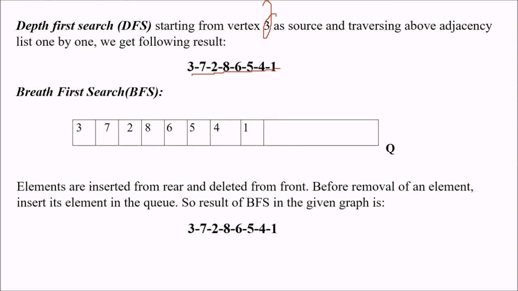Okay. Now breadth first search will give what? 3 7 2 8 6 5 4 1, and these elements are inserted from the rear and deleted from the front. So before removal of an element we insert, because we know that a queue is used here, insert its element into the queue. So the result of BFS in the graph we have just seen will be 3 7 2 8 6 5 4 1.